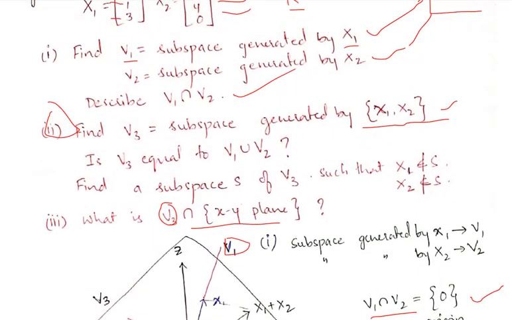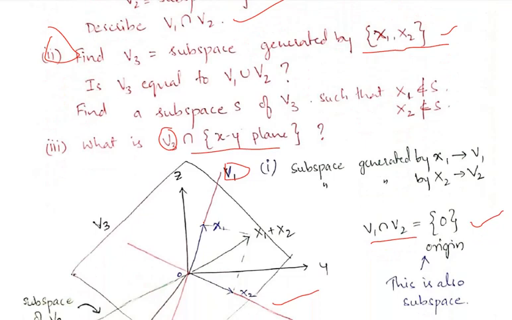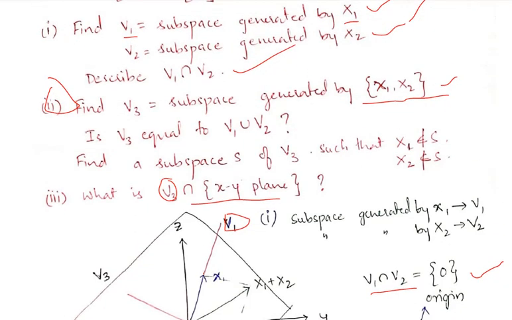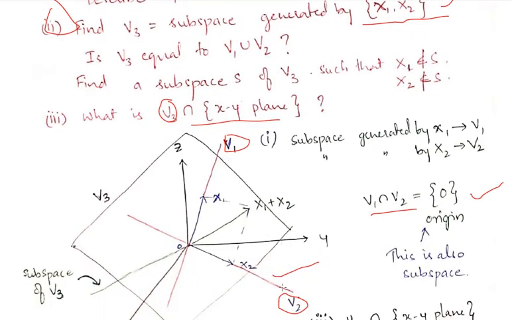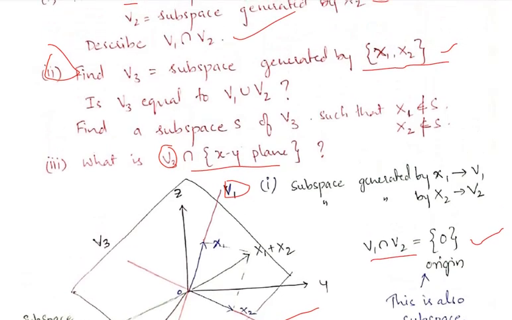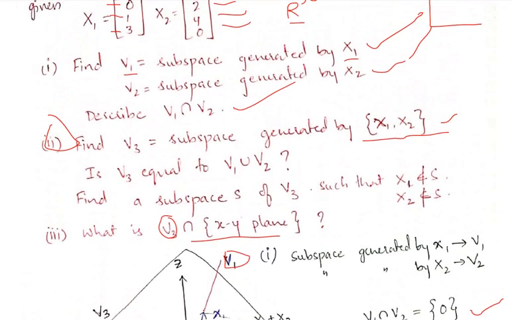Coming to the next question: find v3, the subspace generated by x1 and x2. Remember, in the first question we had the subspaces v1 and v2, which are line subspaces created individually by x1 and x2, separately. Now he is asking for v3, the subspace generated by x1 and x2. What is v3?